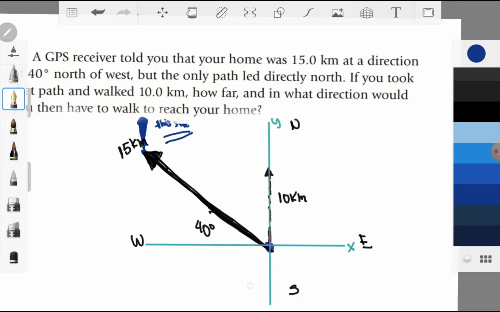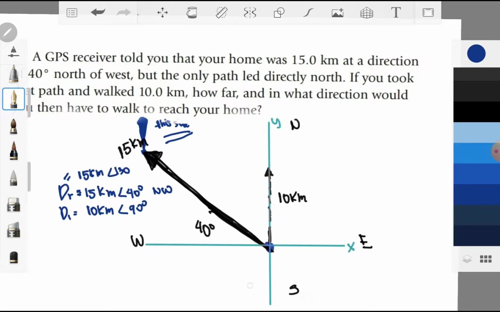Considering that your destination is at 15 kilometers, therefore I will say that our dR, or your resultant displacement, is equal to 15 kilometers at an angle of 40 degrees. And our d1 is equal to 10 kilometers at an angle of 90 degrees. Take note that this 40 degrees is northwest, which means that your dR is equal to 15 kilometers. Considering your clockwise direction, it will have an angle of 130.